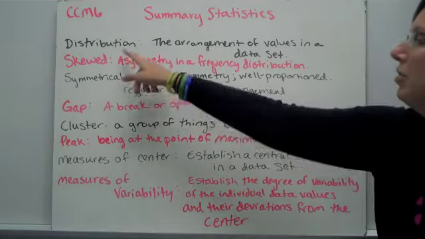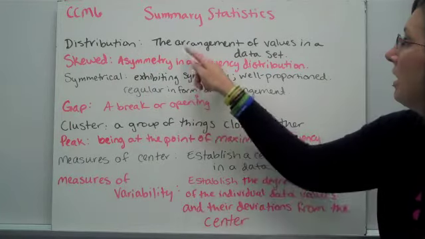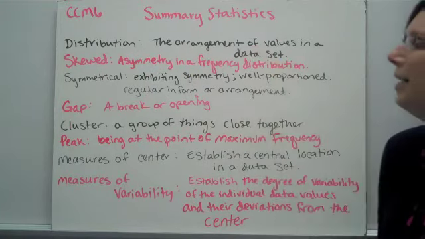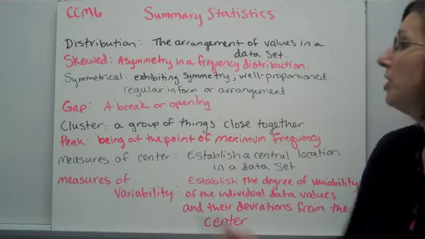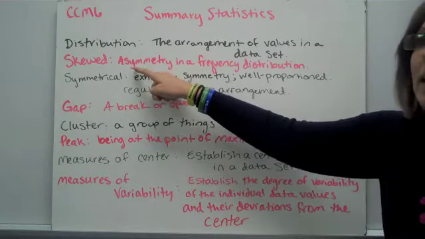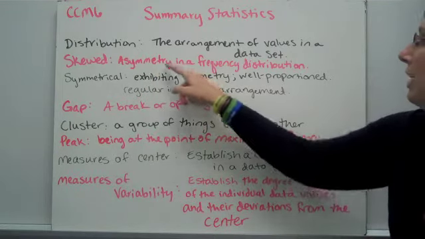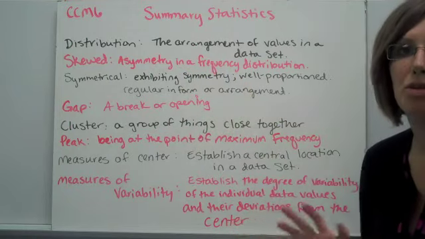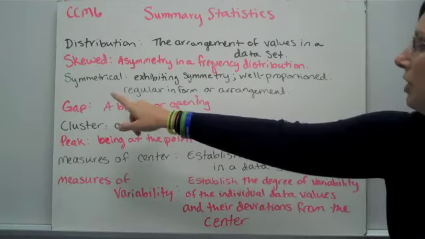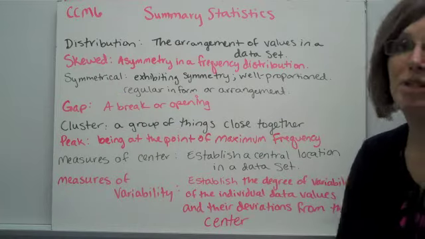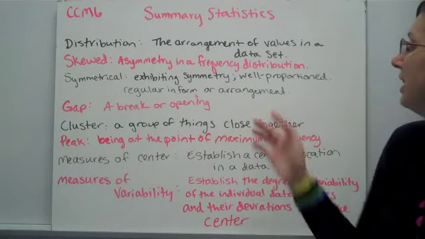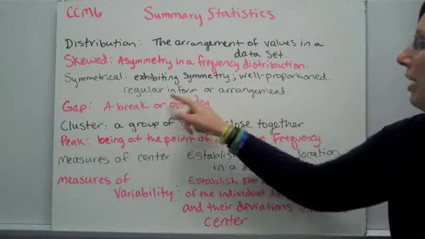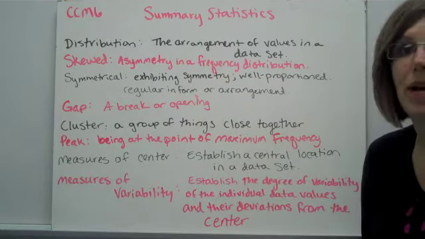First, let's talk about distribution. Distribution is the arrangement of values in a data set. Distribution can be skewed. That means it's asymmetrical, and it's dealing with frequency distribution. Symmetrical is exhibiting symmetry. The data is well proportioned, it's regular in form or in its arrangement.